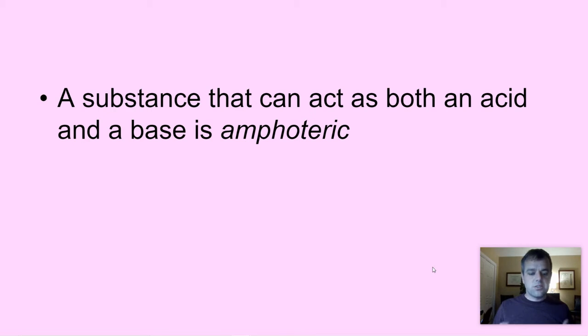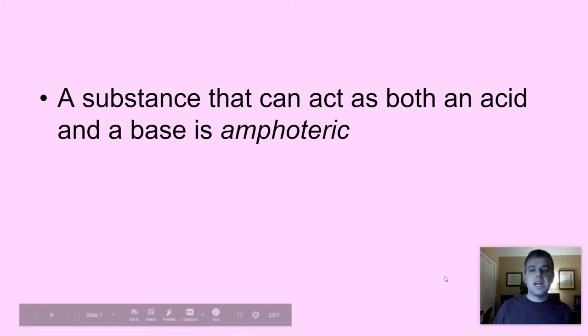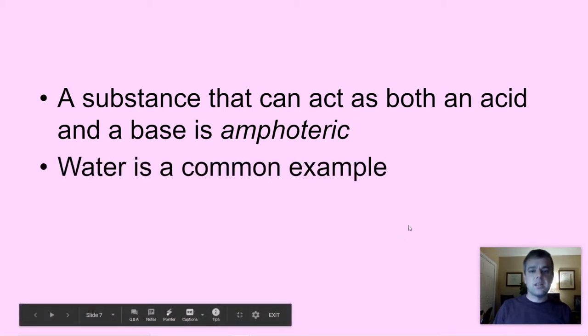Yesterday we started talking about acids and bases and the Arrhenius and, of course, the Bronsted-Lowry model of acids and bases, which is the one we'll be focusing on the most in this course. When you were looking at some of the work from yesterday, you might have noticed that it's possible for a substance to act as both an acid and as a base. A substance that can do both is called amphoteric, and water is a common example of that.